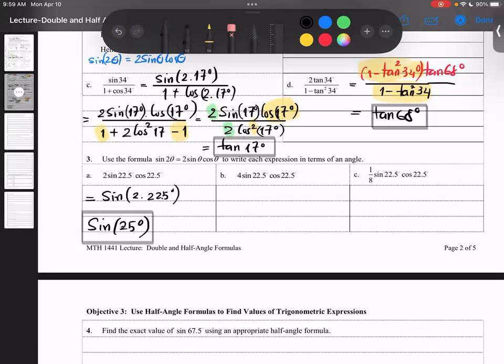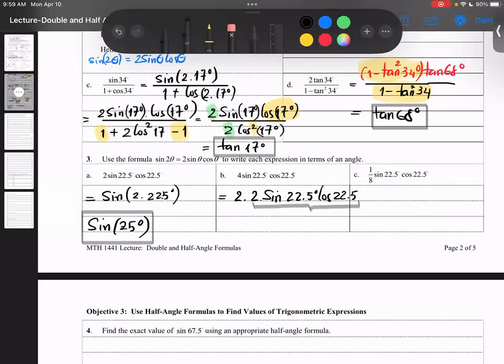For part B, I don't have the 2 in the front, I have the 4. I want to turn it into a 2. So what I'm going to do is split the 4 into 2 times 2, and then continue with sine of 22.5 times cosine of 22.5. We did this part in part A.